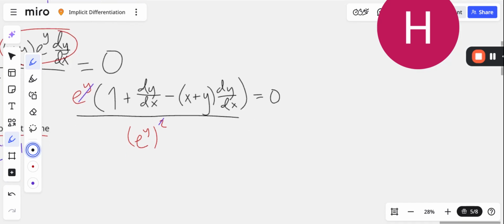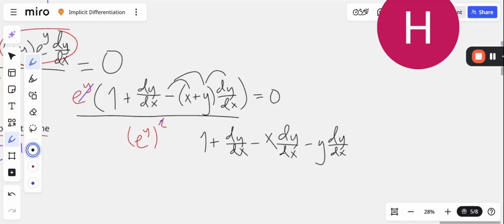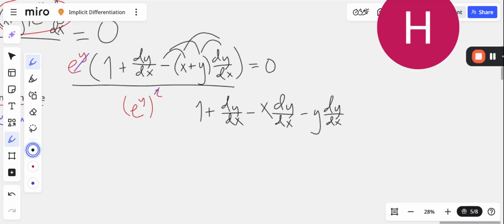Now we can solve this. Let's rewrite it first. 1 plus dy/dx, minus x dy/dx, minus y dy/dx. See how I've distributed the negative, and I've also distributed the dy/dx, because they're all getting multiplied inside the parentheses. And this just equals 0.